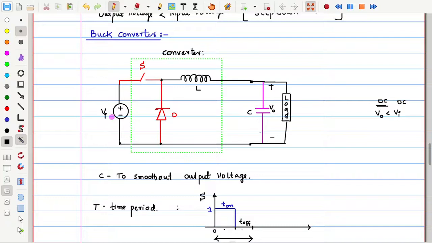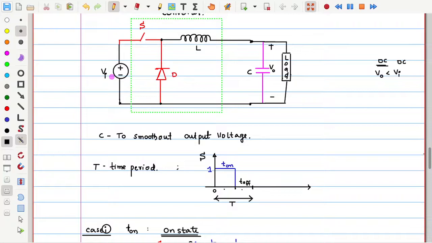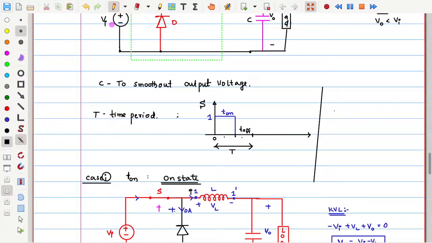So this switch, diode and inductor combination plays an important role in producing an output voltage that is lesser than the input. One more thing is how the switch is operated: how long the switch is on and how long it is off. Sometimes we use different terminology such as duty ratio or duty cycle. Duty ratio means the on time period divided by the total time period, that is, how long the switch is on with reference to the total time period, which is T on plus T off.